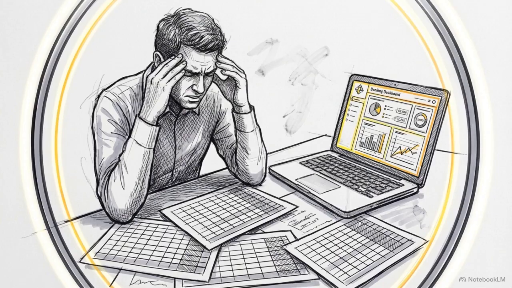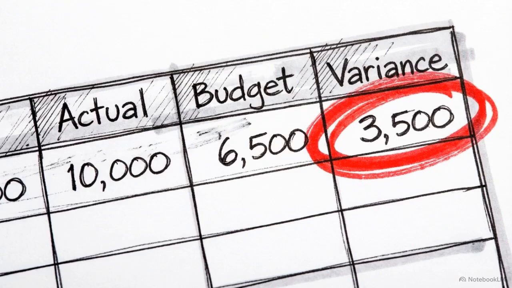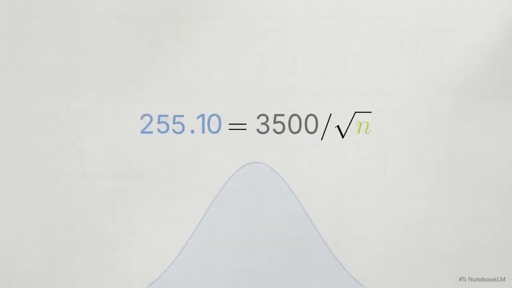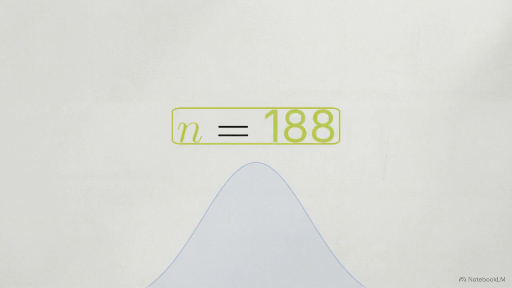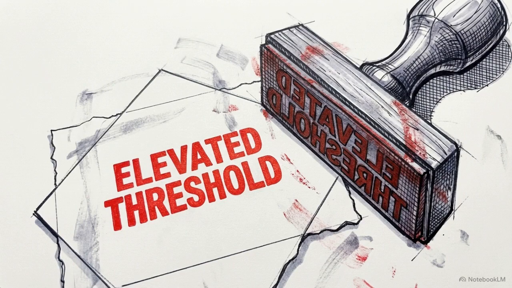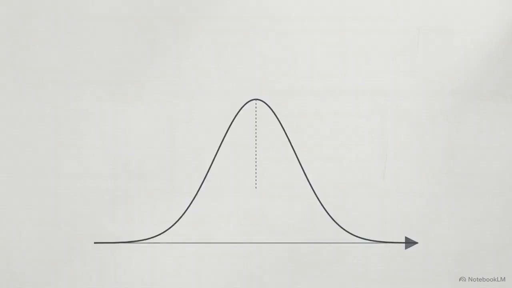Let's apply this. A bank manager predicting monthly withdrawals requires an interval of plus or minus $500 at a 95% confidence level, knowing the population variance is $3,500. Running those requirements through the interval estimation formula yields a required sample size of exactly 188 clients. What happens if that manager demands 99% confidence instead of 95%? Look at these overlapping curves.